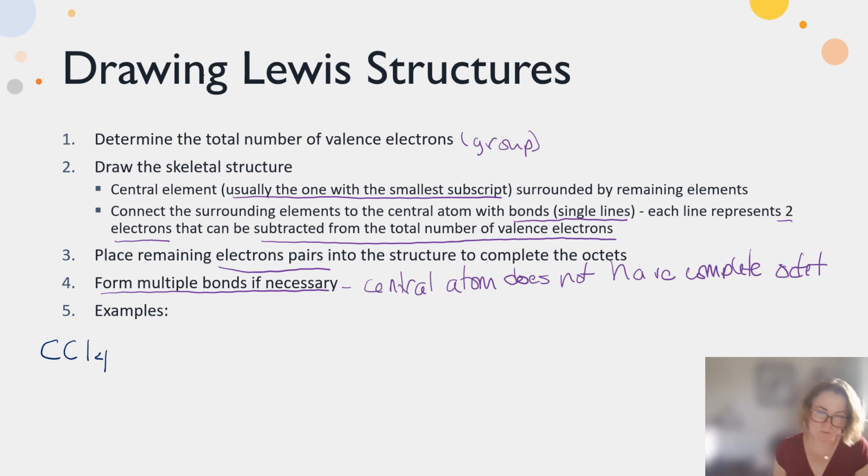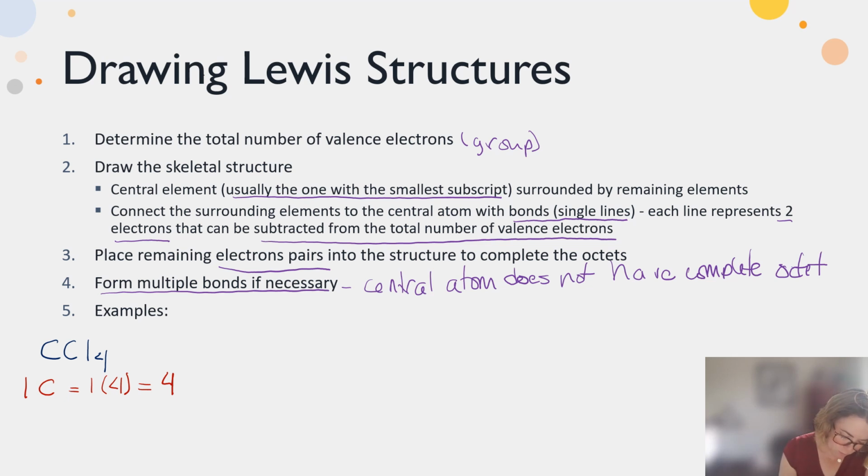CCl4. So I have 1 carbon and 4 chlorines. The first thing I'm going to do is I'm going to add up all of my valence electrons. So I have 1 carbon, and each carbon has 4 valence electrons because carbon sits in group 4. Right? So that's going to be a total of 4 electrons from the carbon.